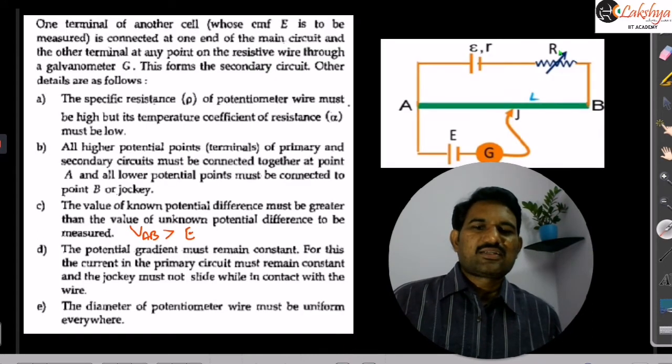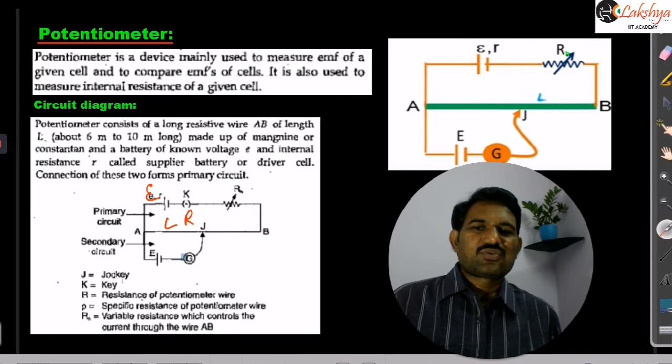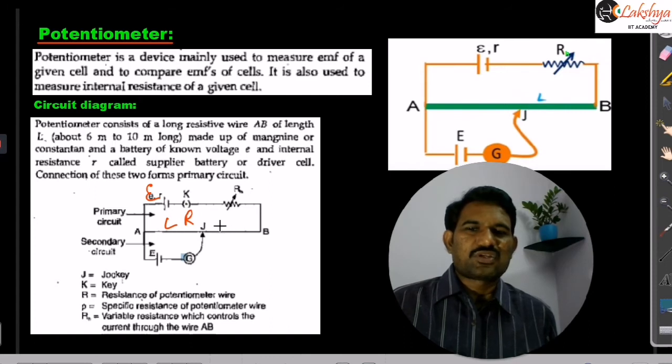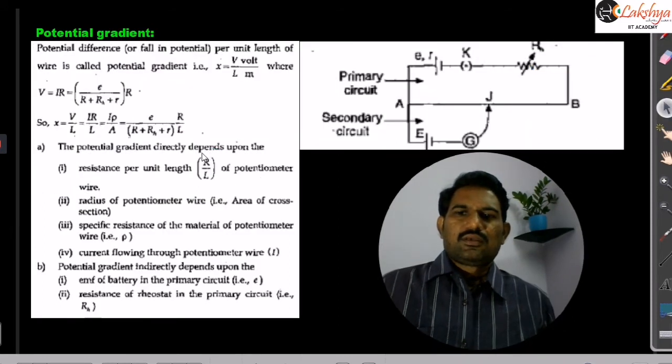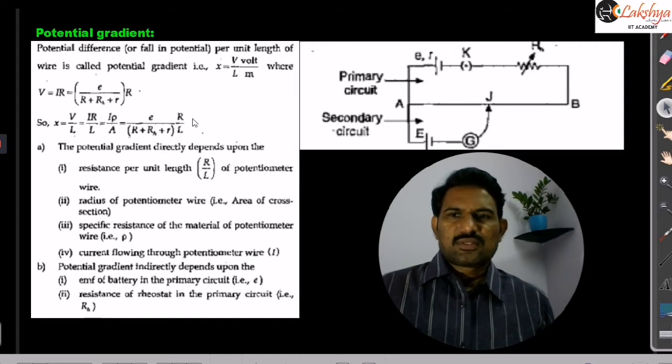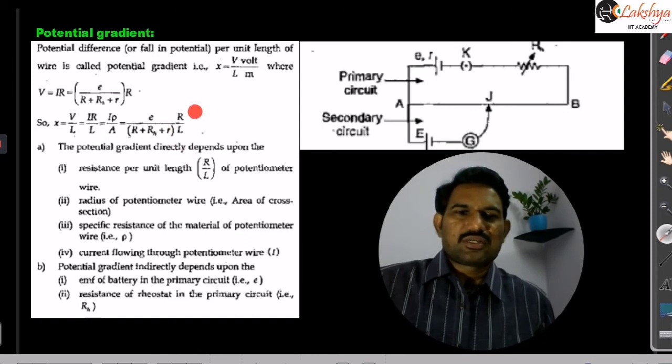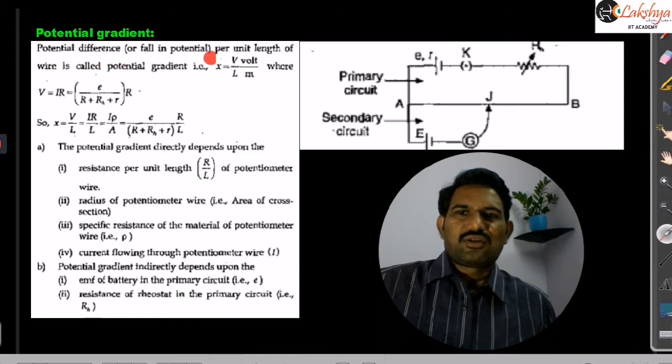For this potential gradient, we need to consider this circuit here. In this circuit, the current flowing in the primary circuit, you need to write that down. This is our primary circuit here. And now see this potential gradient calculation. As I said, this calculation is very important in the potentiometer. Potential fall per unit length is called potential gradient.